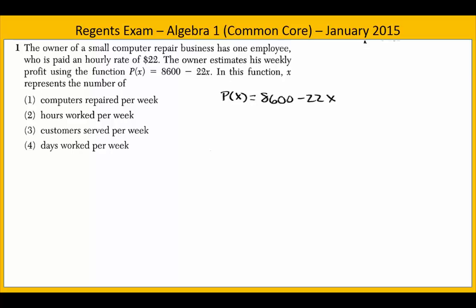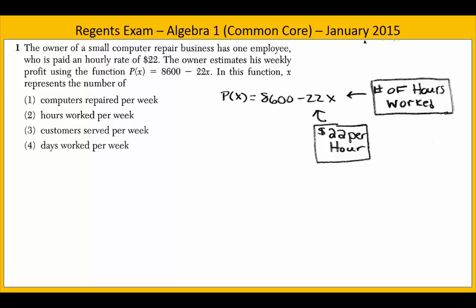In our function, 22 represents the amount of money per hour. X represents the number of hours that the employee works. The profit left over is 8,600 minus however much money the employee was paid. That's $22 times however many hours he works. The answer is choice 2.